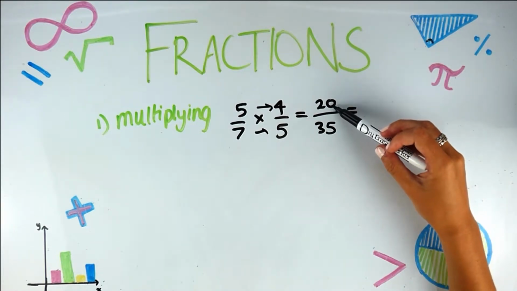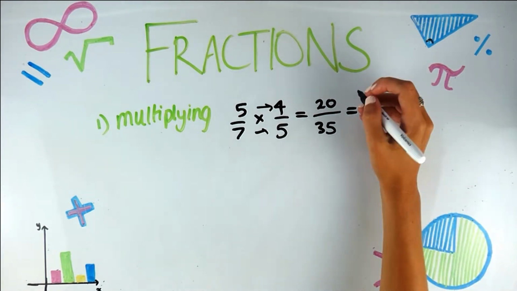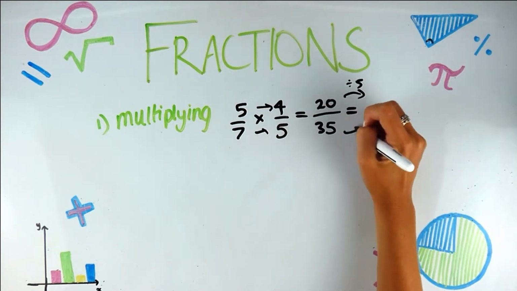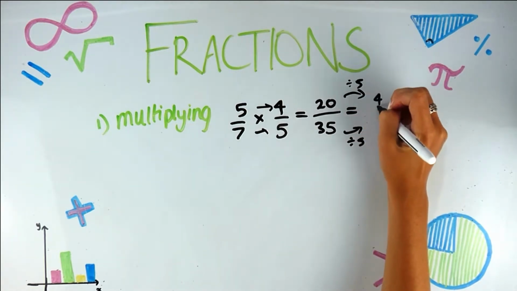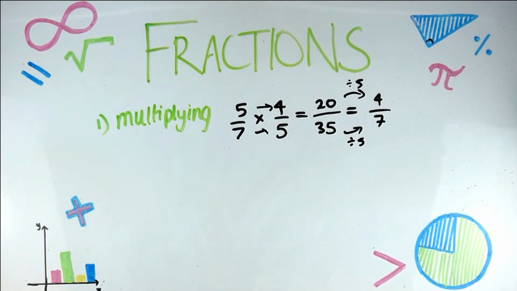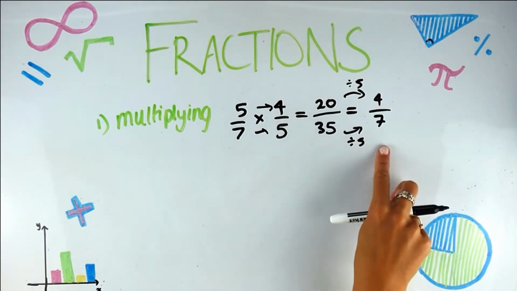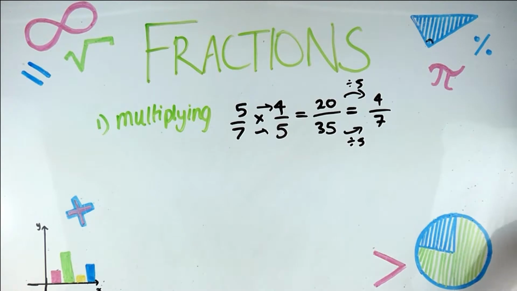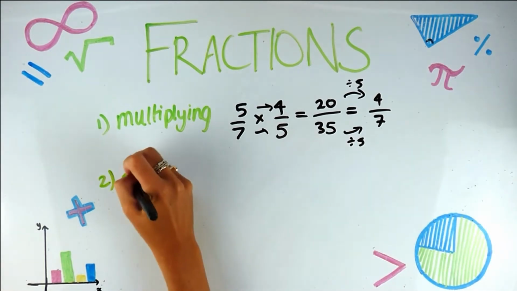But however, we've just talked about simplifying, and I noticed this can go further. Both can be divided by 5. So I get 4 over 7. Simplified version, same fraction, just simplified. Okay, so multiplying, so easy that we're going to use it.